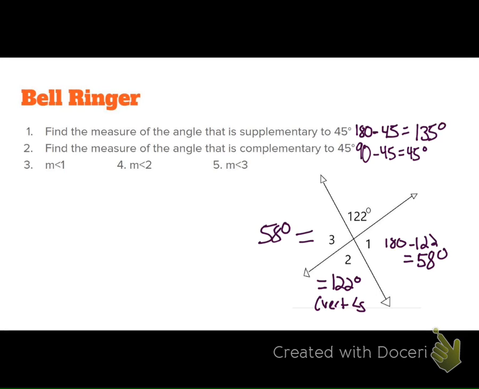Okay, do you guys have any questions on this part? So we use linear pairs, 180 minus 122. You got your value, and then after that, it's just vertical angles. The angles that are directly across from each other, those kissy fish.